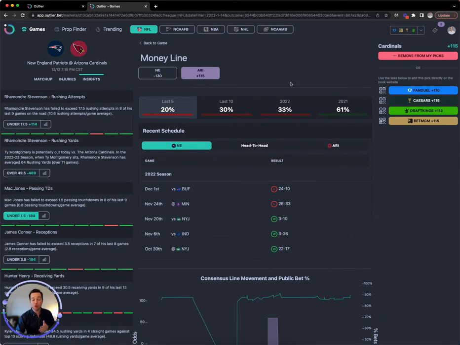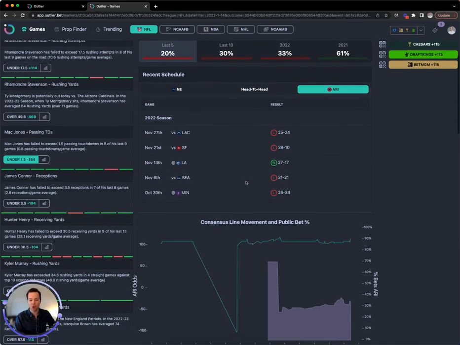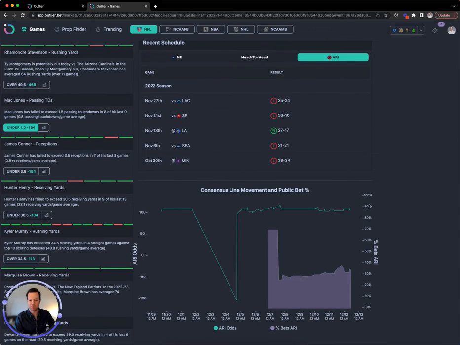And then if I look at the middle panel here, Arizona plus 115 money line, we can see that they've only won 20% of their last 5 games. They've won 30% of their last 10 games. You can see their hit rate for the entire 2022 season, the entire 2021 season. Here we're looking at the Patriots' last 5 games, right? I could also look at the Cardinals' last 5 games. If they had played each other at all this season, I could also look at their head-to-head and check out that result.